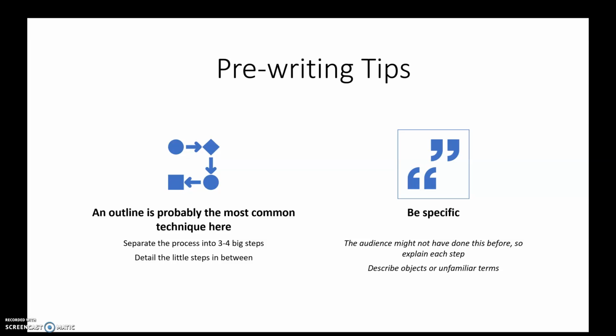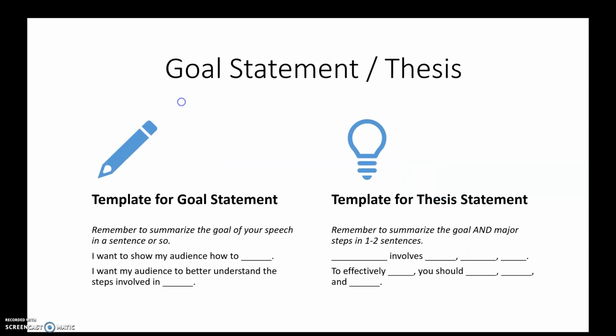It's also important to describe objects or unfamiliar terms. You may be an expert in this, but the audience might not know what you mean if you refer to a term that isn't common knowledge. So make sure you explain those.